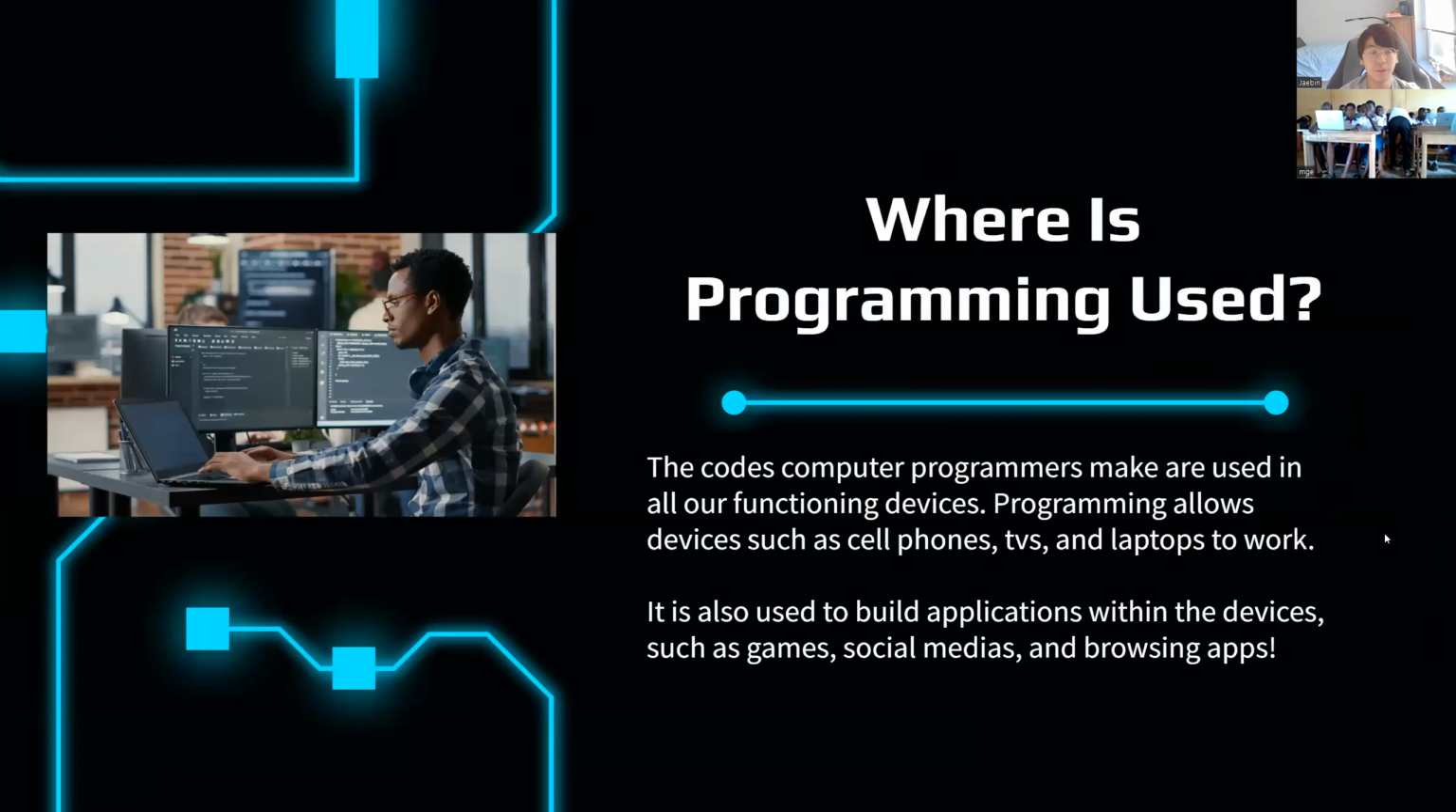So we'll briefly talk about where programming is used. The codes programmers make are used in all our functioning devices. Programming allows devices such as cell phones, TVs, and laptops to work. The projector that you are seeing right now is also programmed by code. And it is also used to build applications within the devices, such as games, social media, and browsing apps.